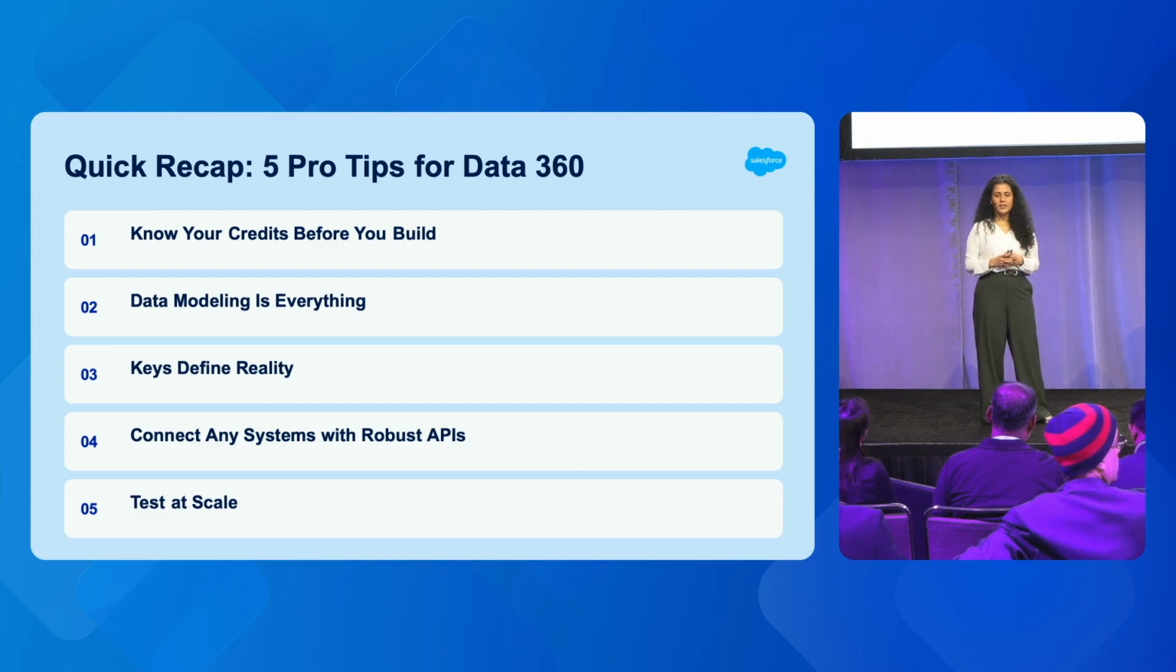The next one is connecting your information, making the most of the APIs to get your data from external systems inside Data 360 or with zero copy. The last one, as Steve mentioned, is testing at scale. So make sure you're testing everything optimally.